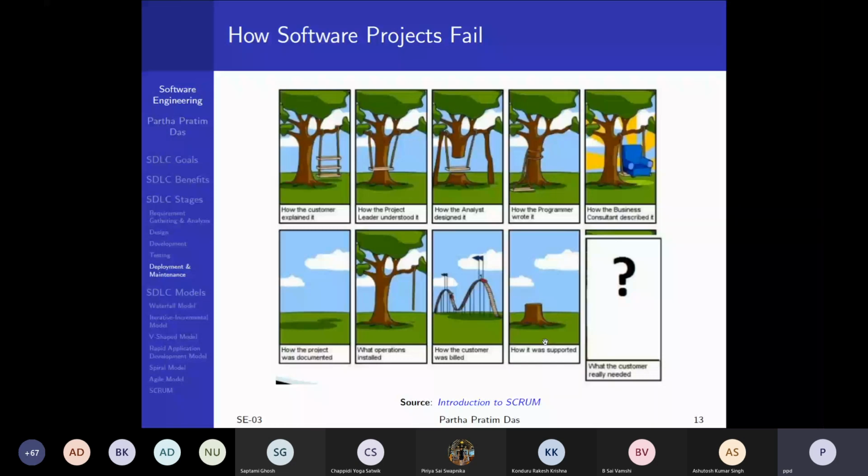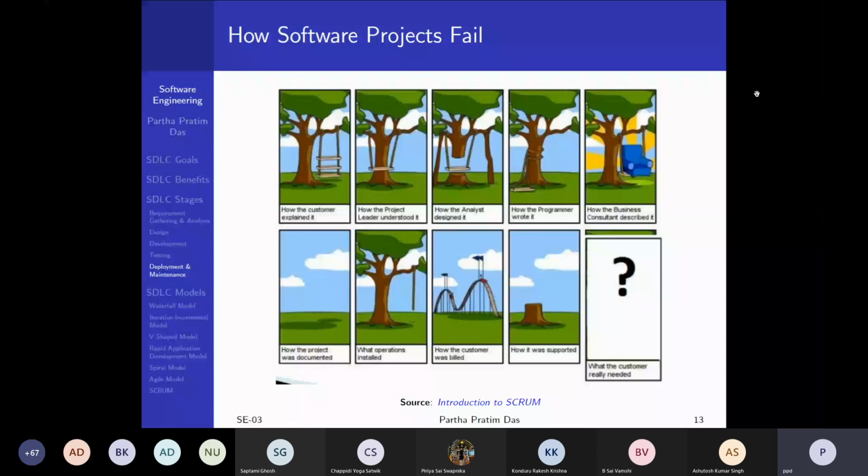Right? And finally, what remains a big question in a large number of software projects is, what did the customer actually need? A very iconic representation. I love this diagram, so I wanted to share it with you for a little bit of fun also. But this is, unfortunately, the true story in a majority of software projects. And the whole of SDLC is an attempt to avoid such unfortunate things from happening.